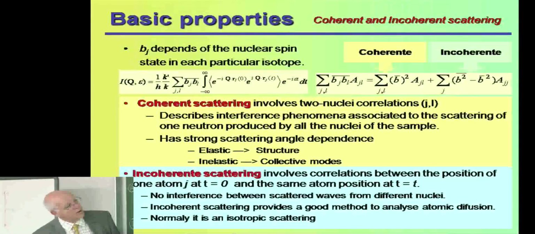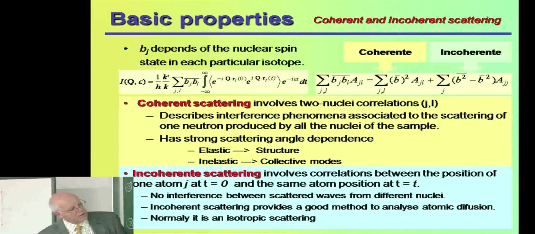Coherent scattering involves two-nuclear correlations and describes interference phenomena associated with the scattering of one neutron produced by all the nuclei of the sample. It has a strong scattering angle dependence. So in elastic systems, we can get to the structure, or in inelastic, we can get to collective modes.